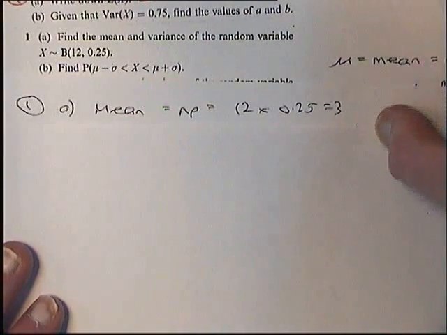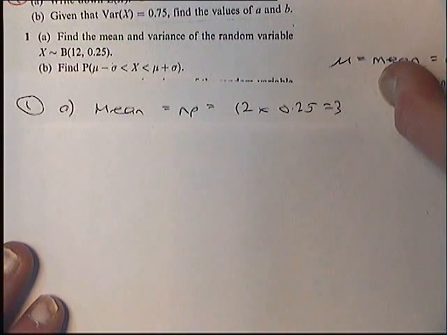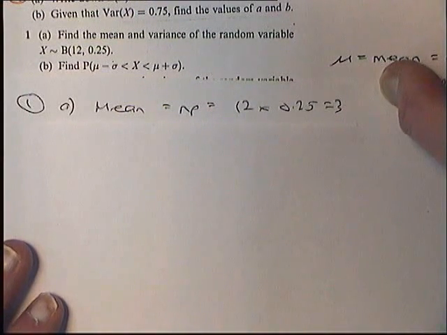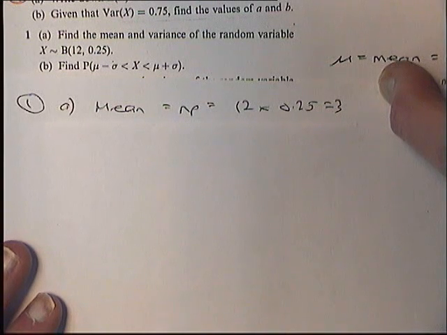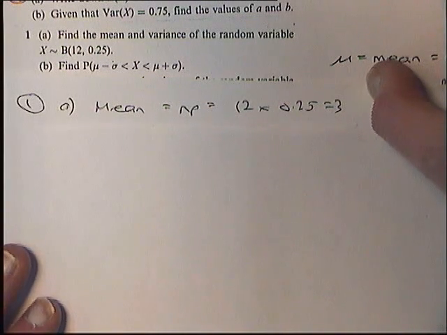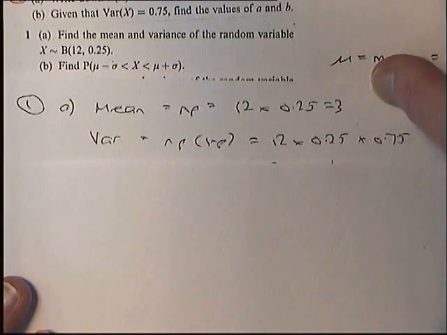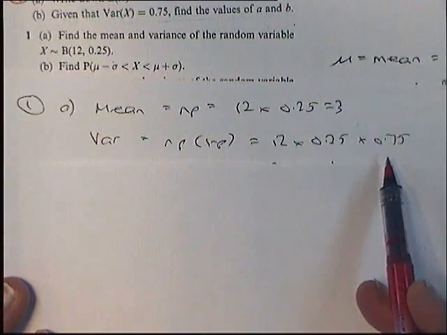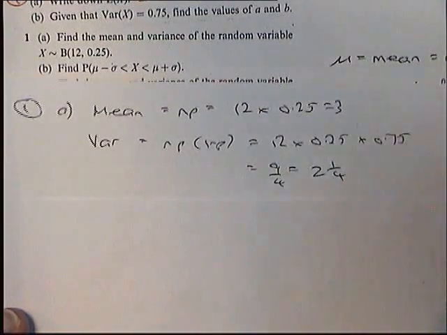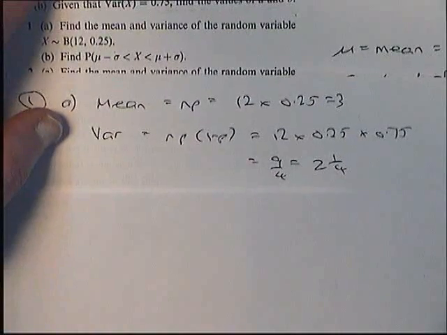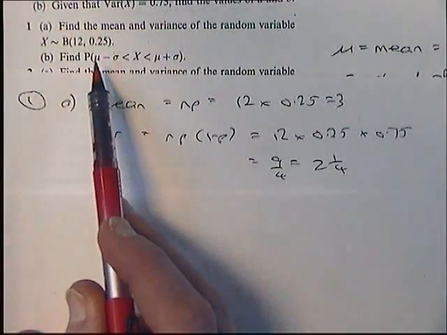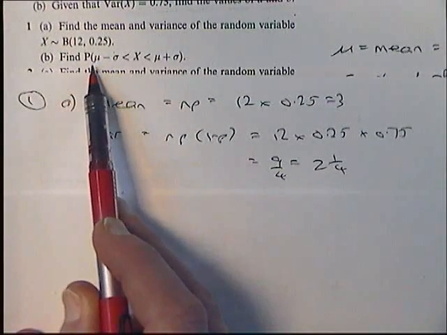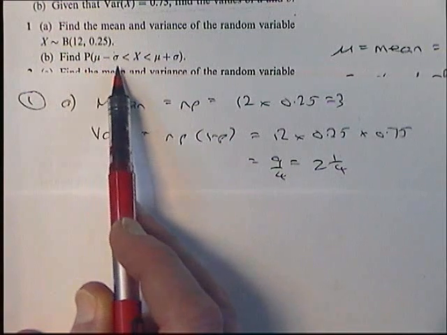The variance, Laura, can you just please, what's the formula for the variance of the binomial distribution? NPQ, yeah, or np(1 minus p), whichever way you want to say it. So that's 12, that's your n, that's your p, that's your q, or your 1 minus p, times those together, and you get the answer for that one. That means that the mu here, that's the mean, that's the expected value, that is 3.